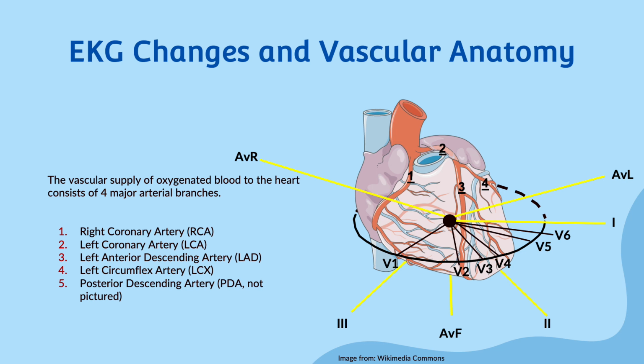Lastly, you can see how leads 2, 3, and AVF will all look at the inferior and posterior portions of the heart, which are most likely supplied by the right coronary artery and its most likely derivative, the posterior descending artery. But if you know about left dominant circulation, this could also be an area associated with the left circumflex artery.